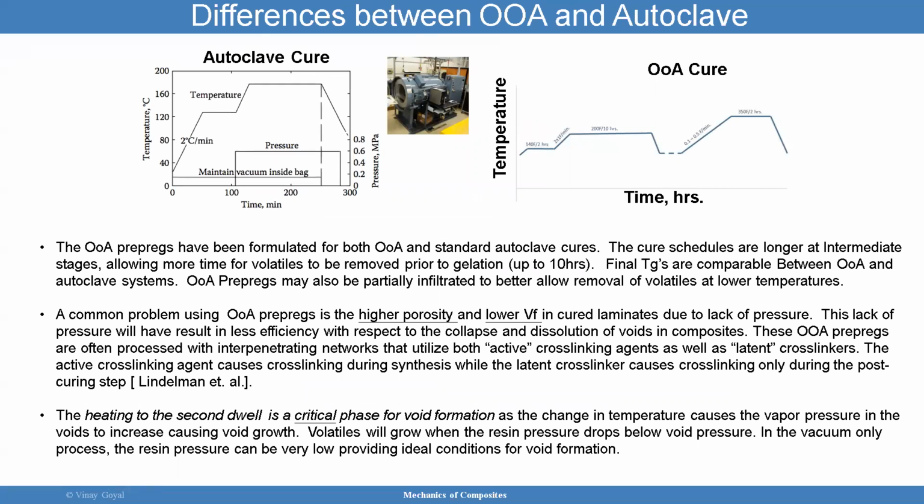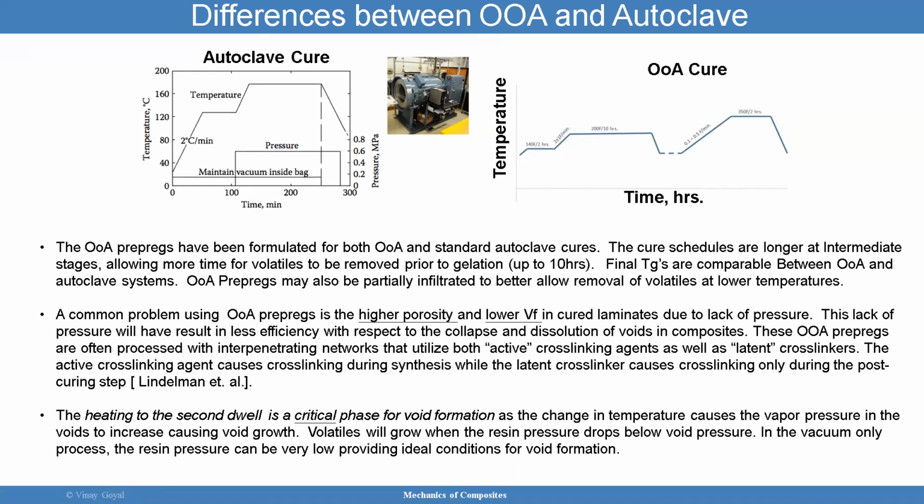So what are the differences between out-of-autoclave and autoclave? On the left side, you can see an autoclave cure, of course, with pressure. And the pressure is increased to about 0.5 megapascals. And then you have temperature versus time here on the right-hand side. And you can see how the temperature profile is provided, and you have this out-of-autoclave cure. So you can see it's quite different from the picture on the left. Absent of this, what you see is there's no pressure applied in addition to vacuum bag.